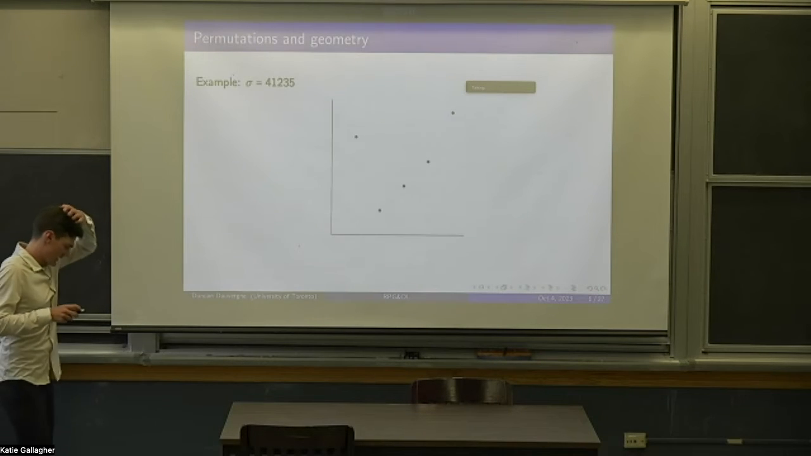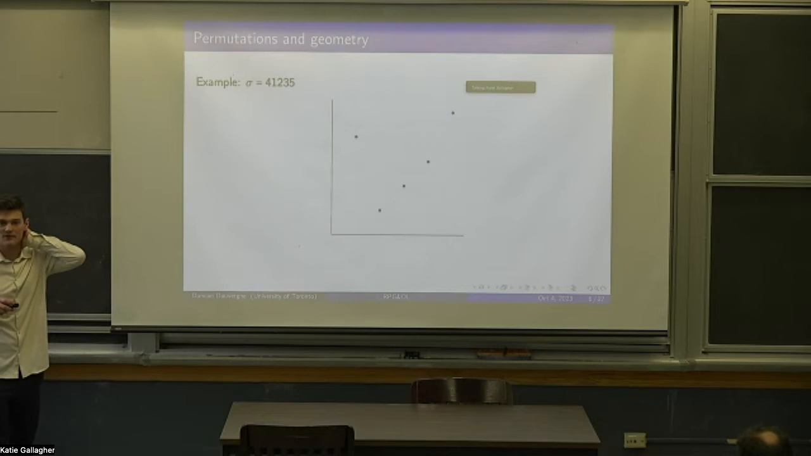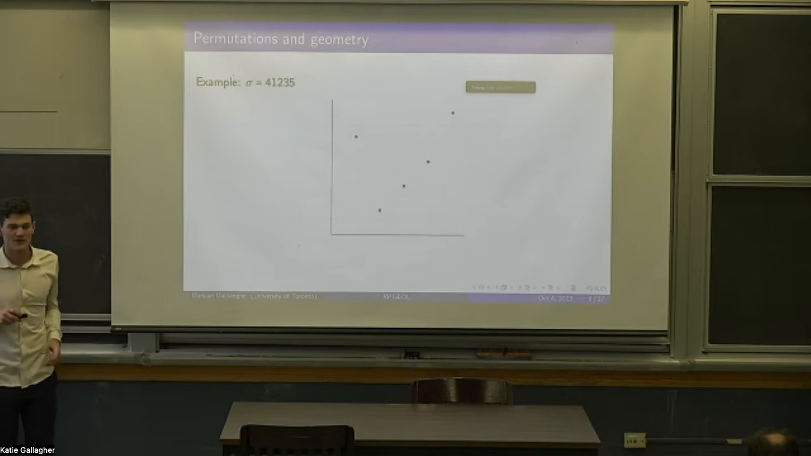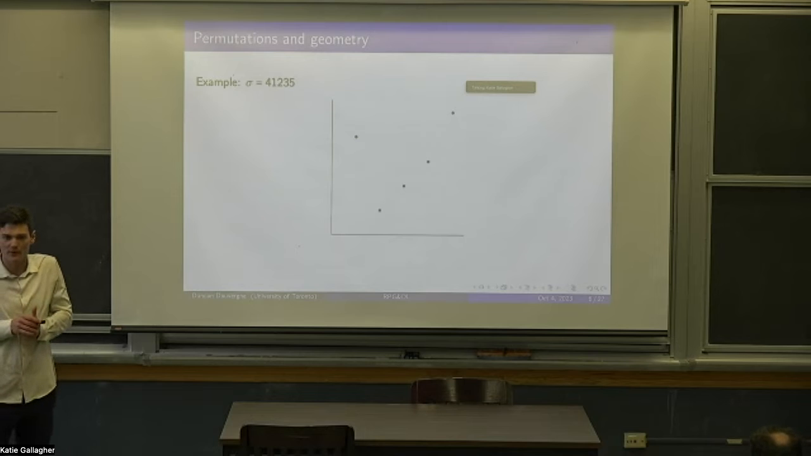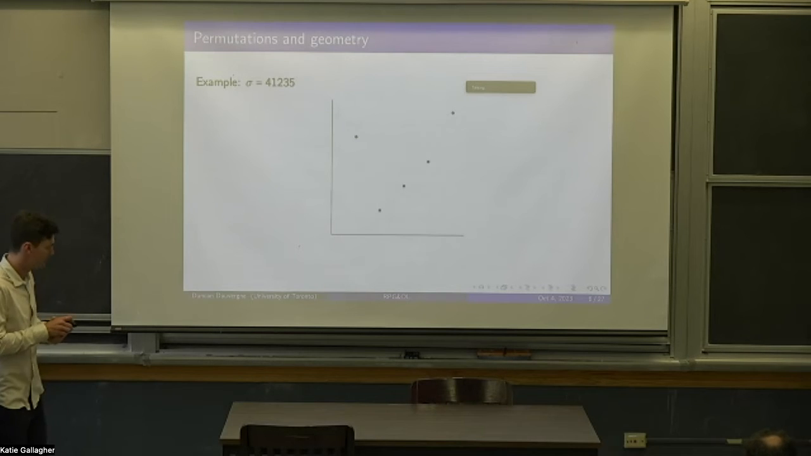So this is an observation that goes back to Hammersley, which is that this longest increasing subsequence problem posed by Ulam is really a random geometry. So what I'm going to do is I'm going to take my permutation, and I'm going to look at its graph. So sigma of 1 equals 4, sigma of 2 equals 1, and so on.